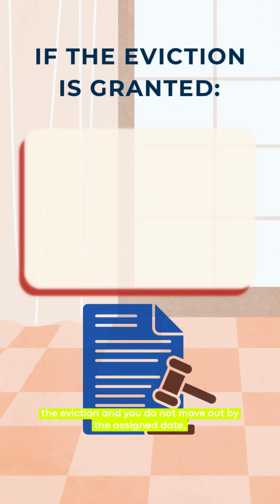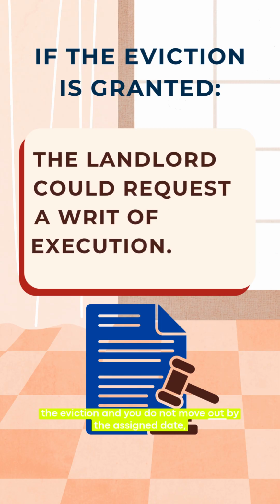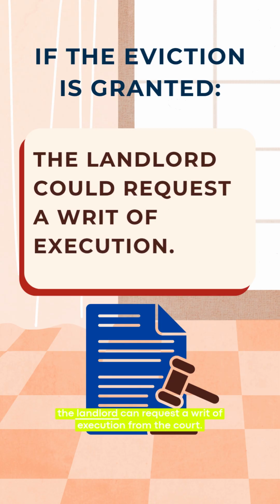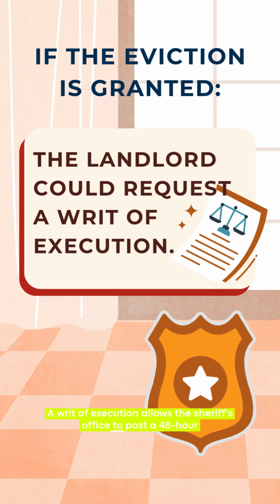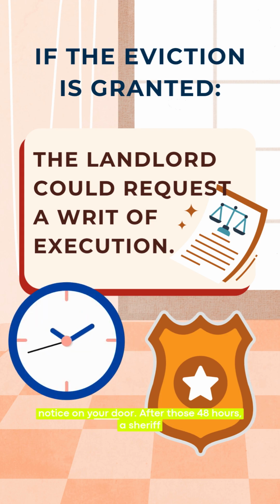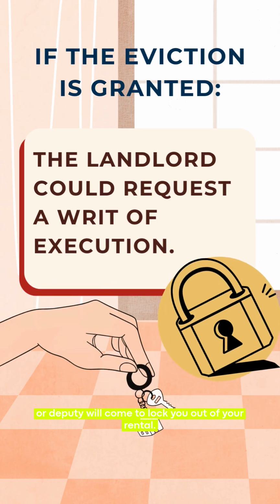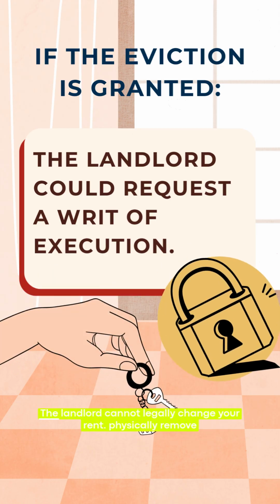If the judge grants the eviction and you do not move out by the assigned date, the landlord can request a writ of execution from the court. A writ of execution allows the sheriff's office to post a 48-hour notice on your door. After those 48 hours, a sheriff or deputy will come to lock you out of your rental. The landlord cannot legally change your locks or physically remove you without the sheriff.